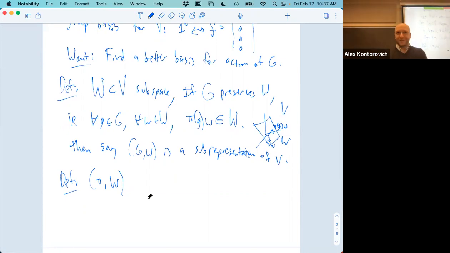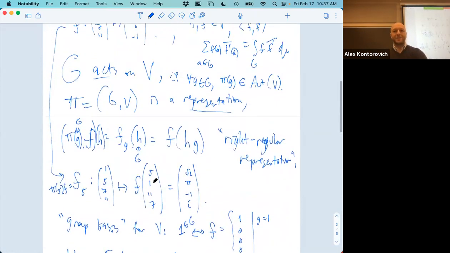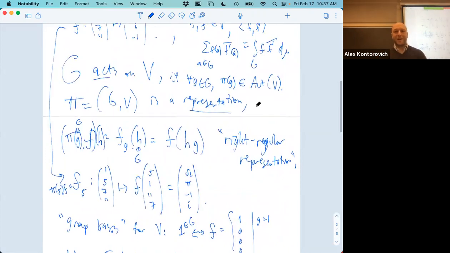So far, so good? Have I lost anyone? We're saying fancy words. Everything that takes G to GL of V. Yes, exactly. Pi maps G to GL(V), whatever the dimension of V is.